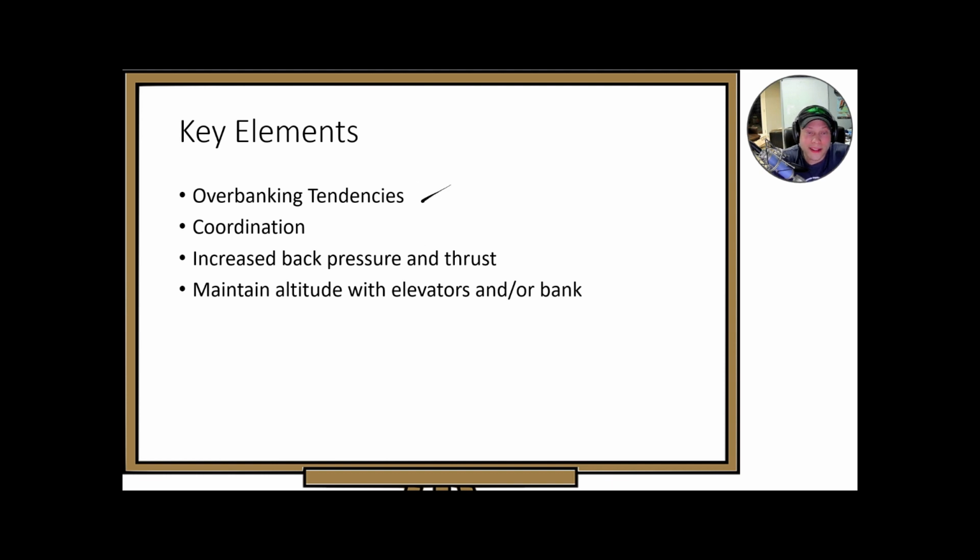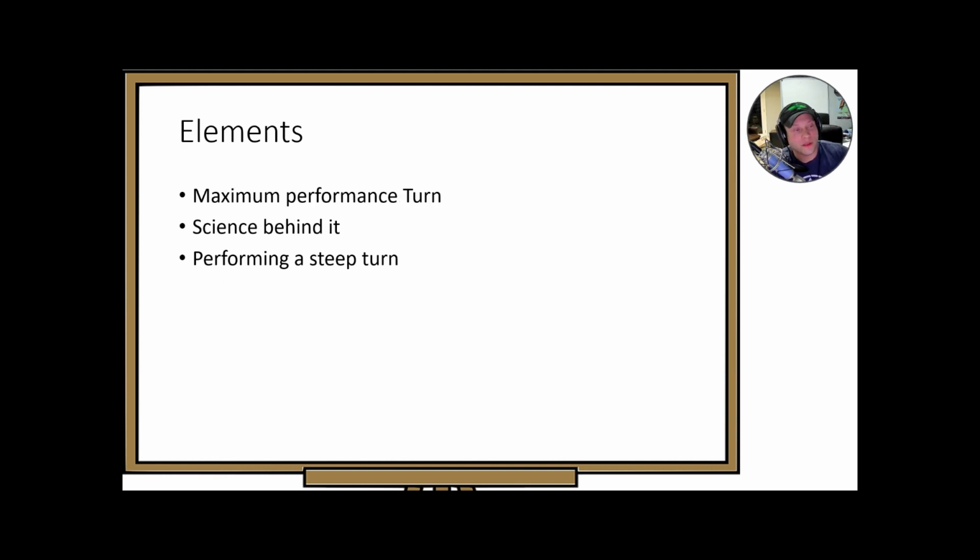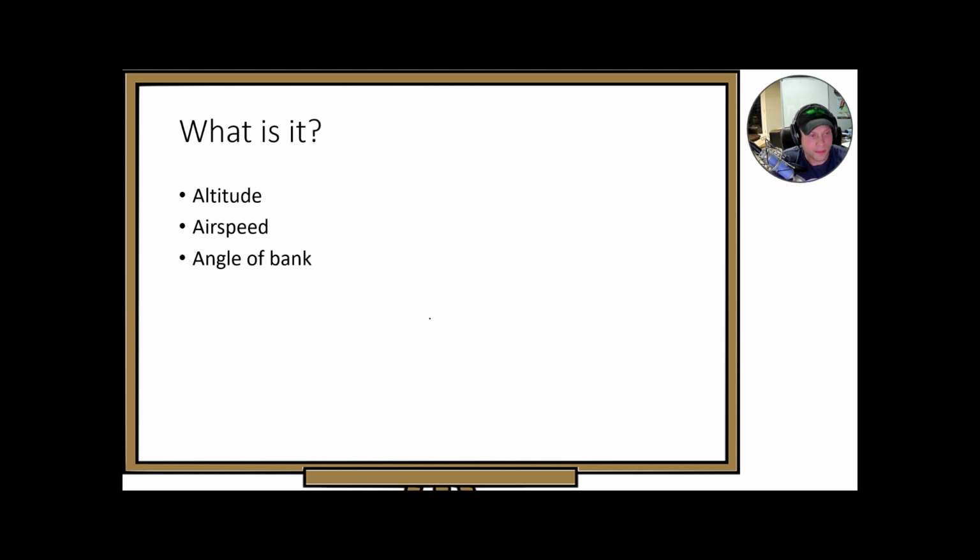First of all, overbanking tendencies. Coordination. Recognize that we're going to need more back pressure and thrust, and maintaining altitude with elevators and/or bank. The elements of this lesson will include maximum performance turn, the science behind turns, and how to perform a steep turn.